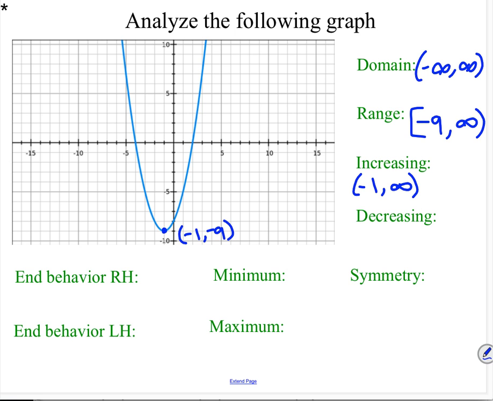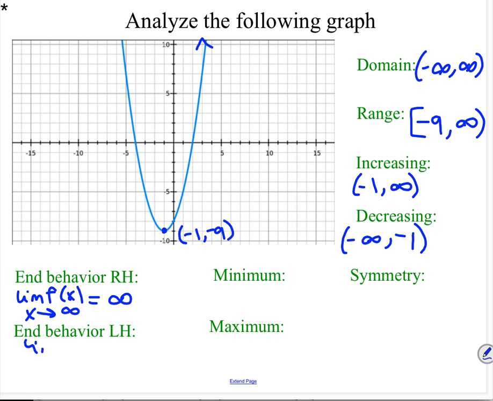Remember, you can have a parenthesis or brackets on the increasing and decreasing. It's decreasing from negative infinity to -1. And we'll just go over here. So the end behavior, the right end behavior, right hand, that's what that means, would be the limit of f of x as x goes to the right. So as I go to the right, my graph is pointing up, so that's going to go to positive infinity.